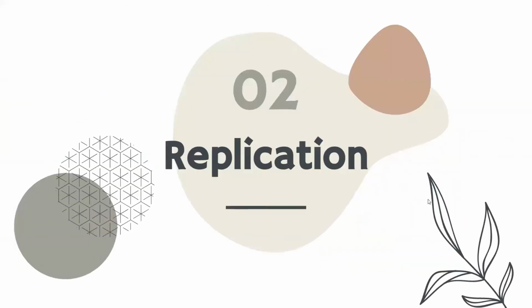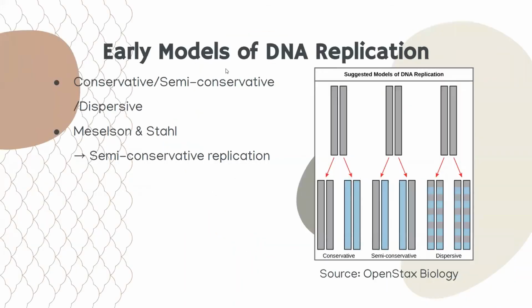So replication. How is DNA replicated? Initially, scientists began to think about how DNA is replicated. And from an early stage, there were three main theories, three early models of DNA replication. As you can see in this diagram, there are number 1, conservative, number 2, semi-conservative, number 3, dispersive. As the name suggests, and also in this diagram shown here, you could probably guess what each of the theories mean, but let me explain them for you.